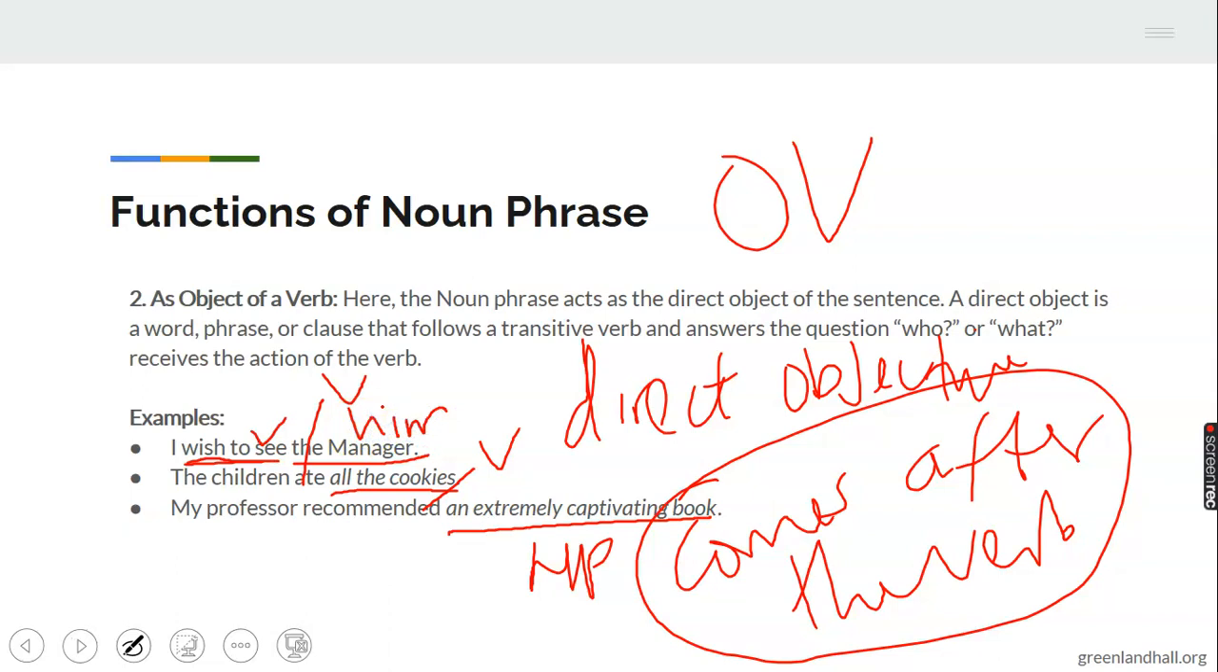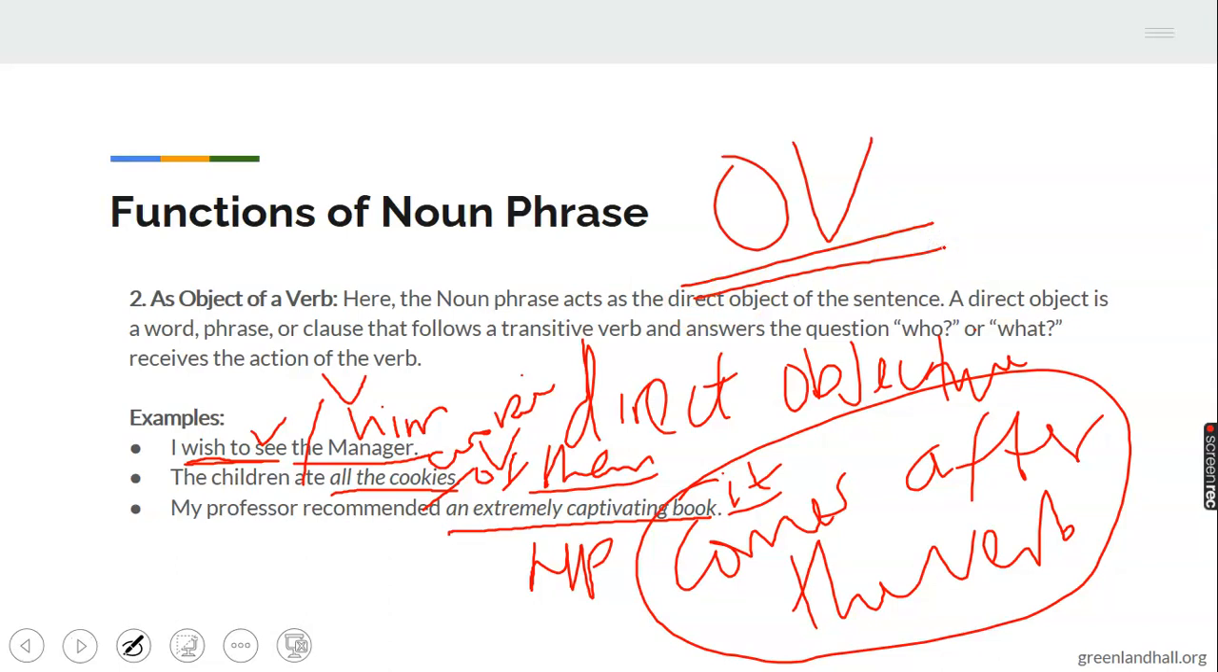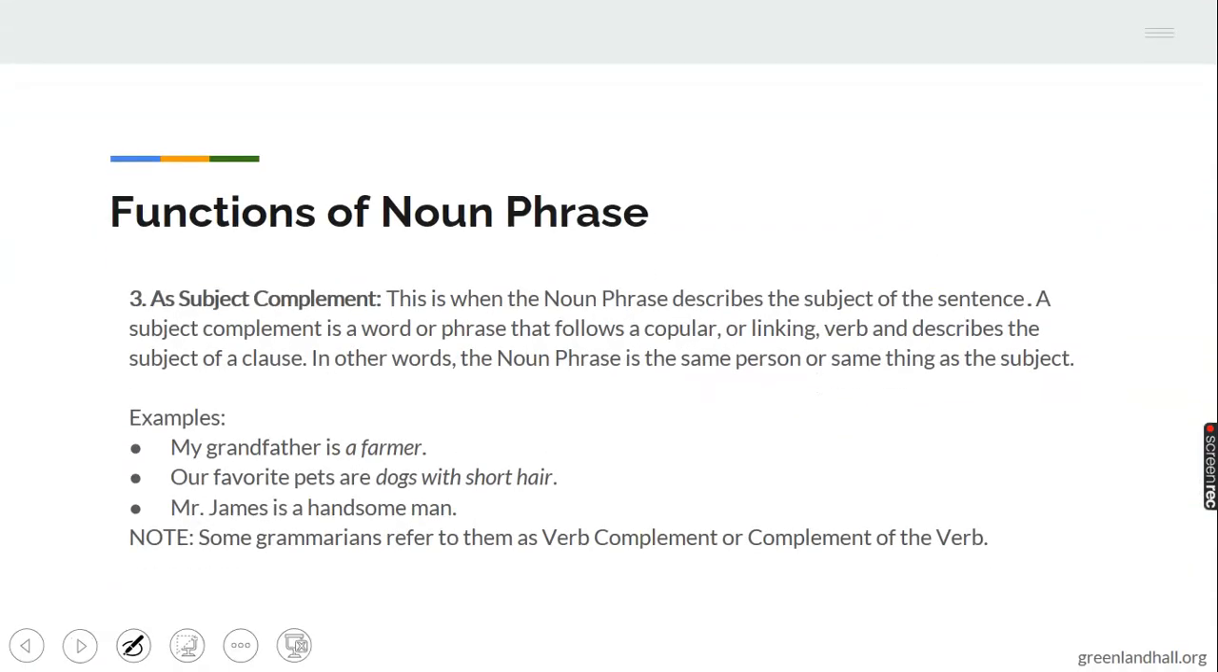I have replaced the manager with a pronoun there. The children ate all cookies, that's a noun. Or all of them. All of them. That is, them is what? A pronoun. My professor recommended it. It, a pronoun, replacing the noun phrase there. Note it. I said here that for a noun phrase to work as OV, which I refer to as object of the verb, the noun phrase must come after what? After the verb. Good.